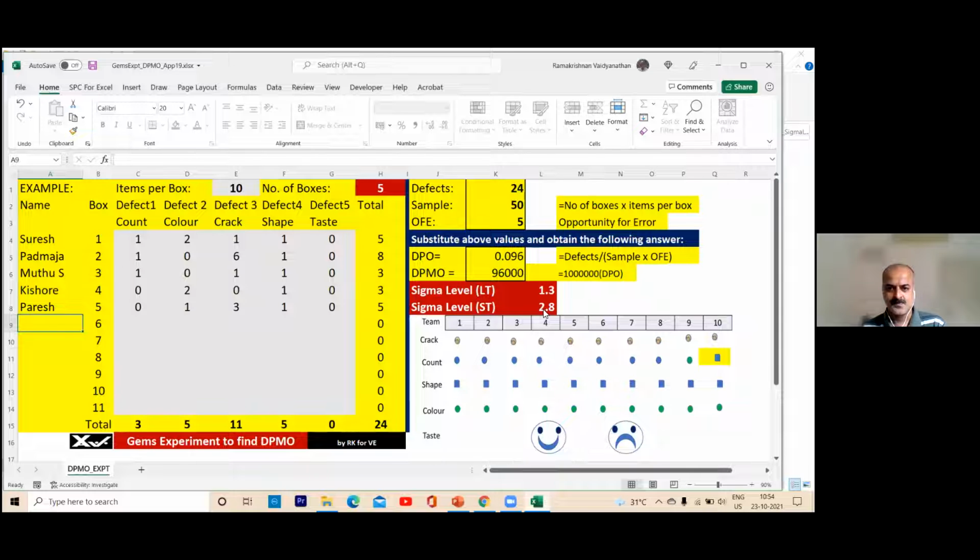Our sigma level is low, which means the product is good or bad? Bad. But are these gems doing well or not? Yes. They are doing very well in the market. What is the reason? Now Gopal, you will take it. Why is it doing very well, even though we have made a mistake?